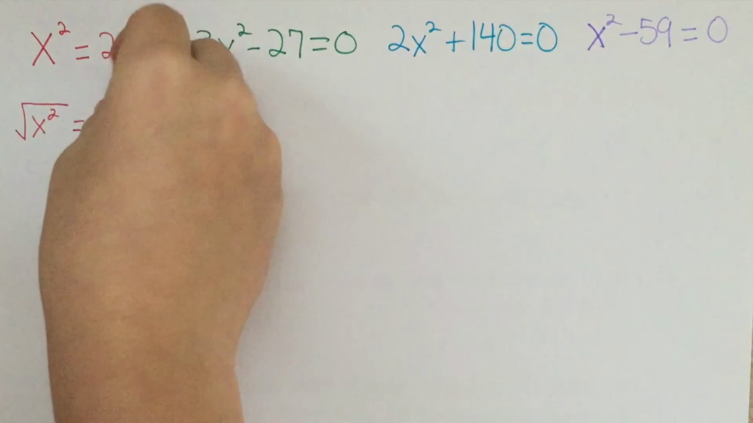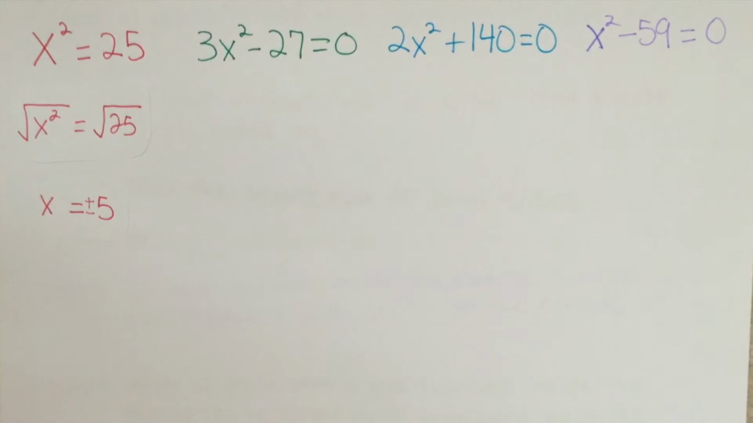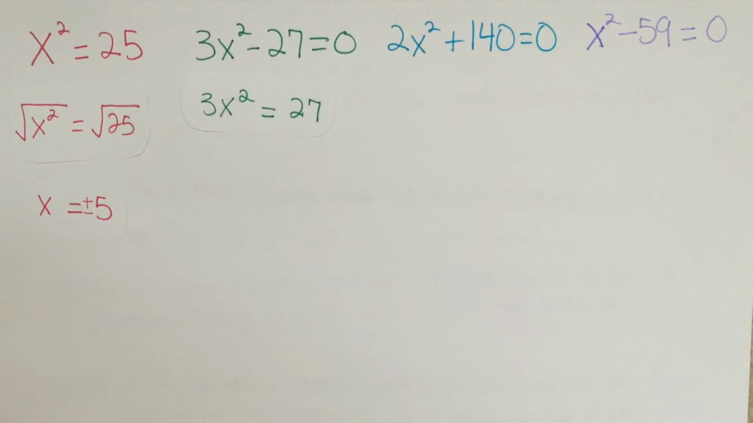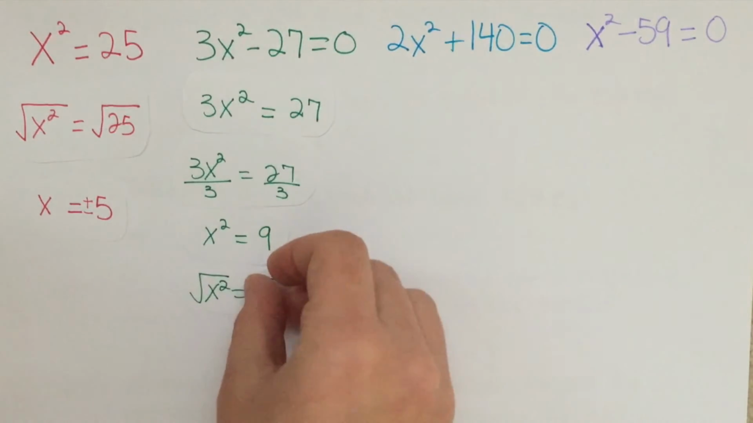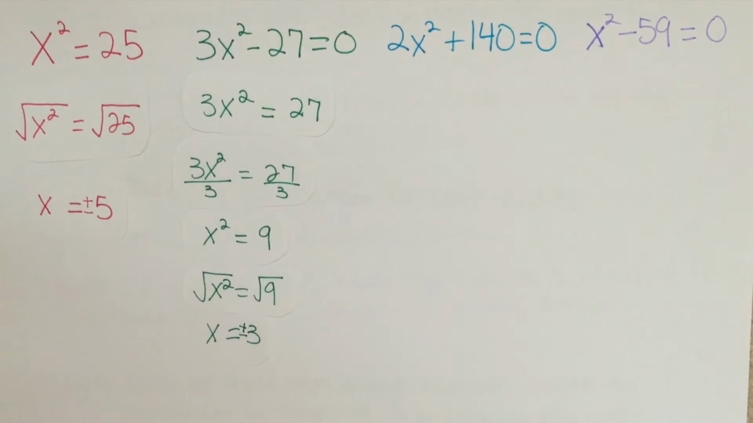For the first one, x squared equals 25, you could skip the first two steps and just start with taking the square root of both sides. That will give you x equals plus or minus 5. For the next one, it's 3x squared minus 27 equals 0. You could see you're missing the middle term. You will add 27 to both sides, giving you 3x squared equals 27. Then you will divide both sides by 3 to get rid of the coefficient. That gives you x squared equals 9. Finally, you will take the square root of both sides, giving you x equals plus or minus 3.